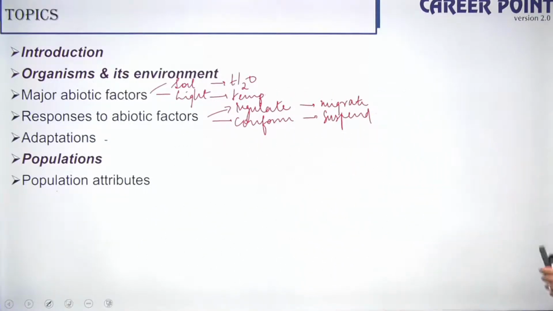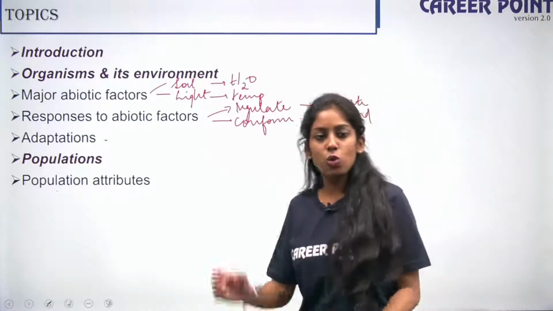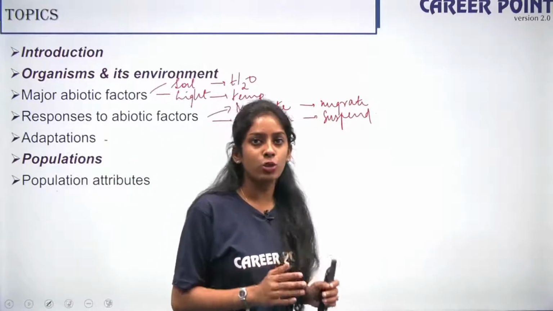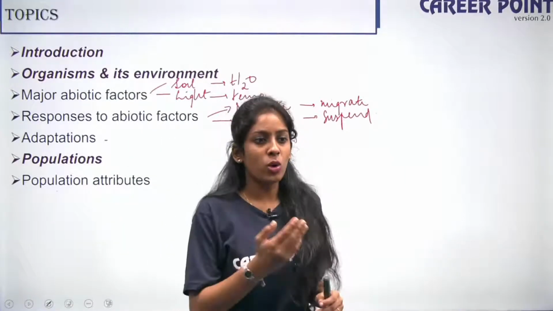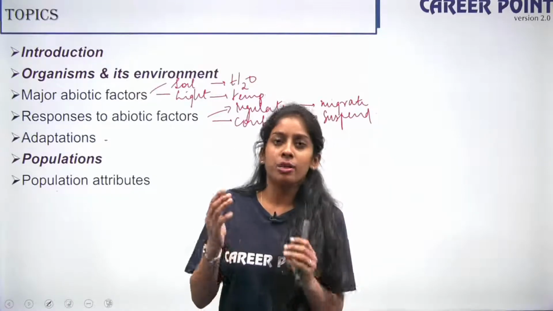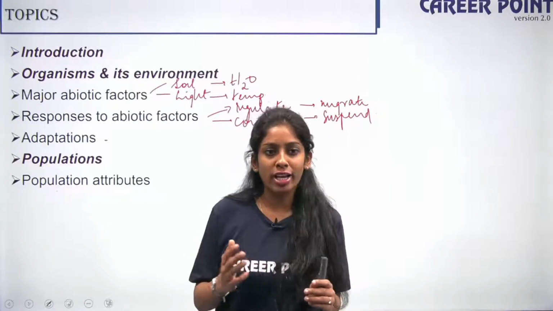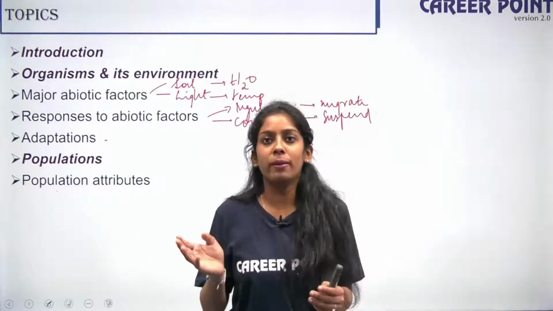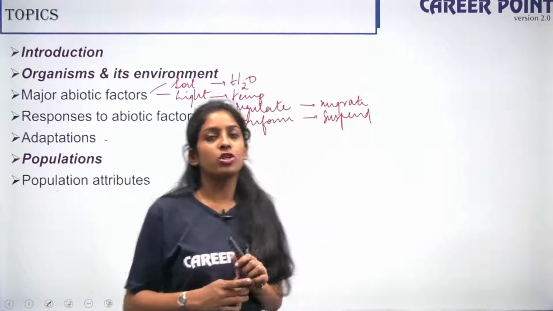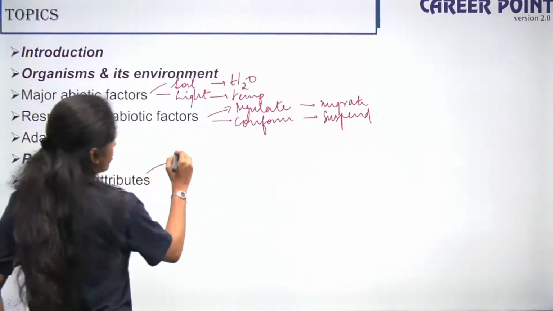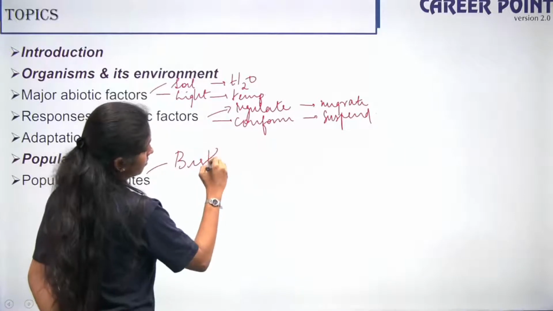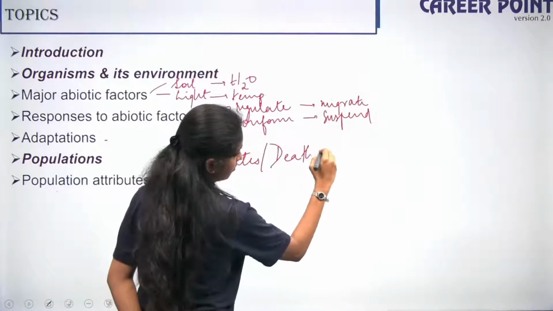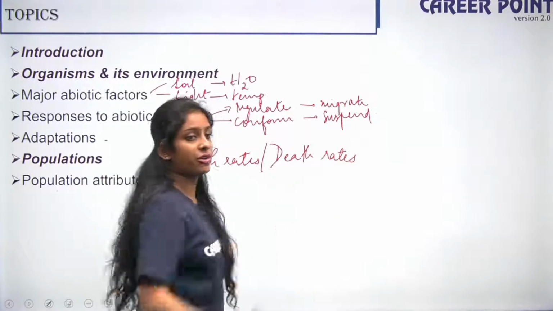So under population, we were talking about population attributes. What are the properties or features of a population? For example, when I talk about an individual, I talk about birth or death, right? An individual is born and an individual dies. But when I take a population, I cannot talk about a particular individual. Everyone is equally playing a role. So when it comes to a population, I'll be talking in terms of birth rates and death rates. Yes, this is the first attribute of a population.